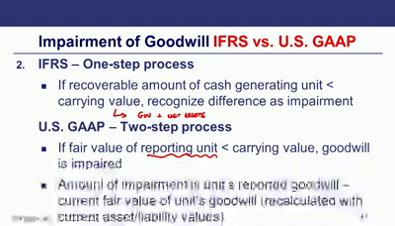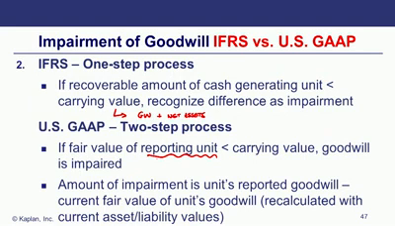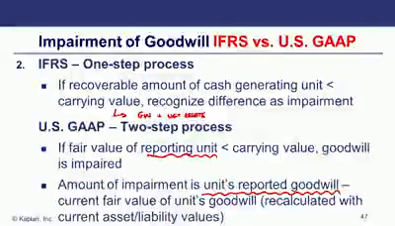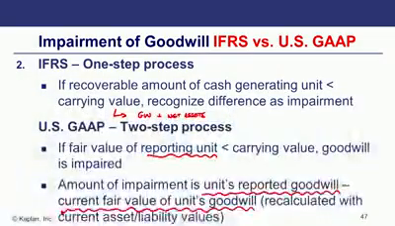Now notice the amount of the impairment is the unit's reported goodwill, so the original goodwill that we generated on acquisition, compared to the current fair value of goodwill. So what we're going to try and do is a new goodwill calculation at the current point in time. We're going to then compare that to the original goodwill, and if the new goodwill is lower than the original goodwill, the difference is the impairment.